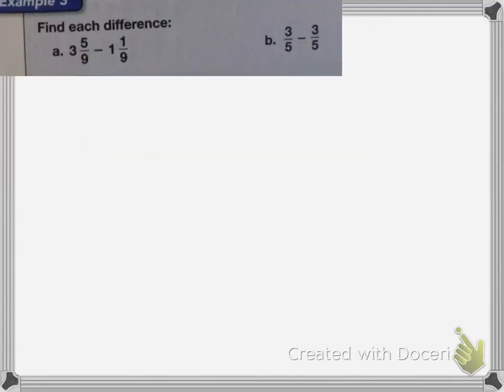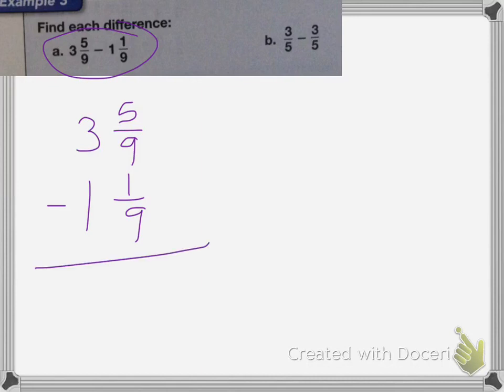And this next one wants me to find the difference. Again, with fractions, the denominator has to be the same when subtracting as well as adding. So since this part has mixed numbers, I'm going to stack the numbers together. So 3 5/9 minus 1 1/9. The denominators are the same, so I can go ahead and just write the denominator down here, 9, and I'm going to subtract. 5 minus 1 is 4, 3 minus 1 is 2. So my answer is 2 4/9.